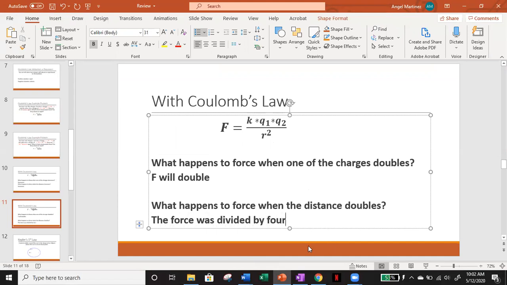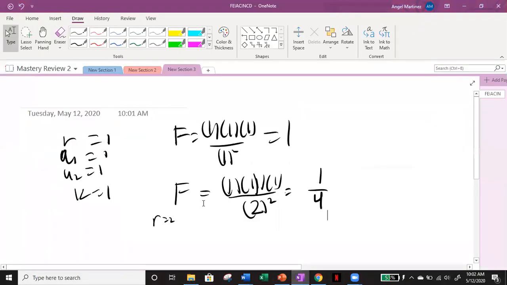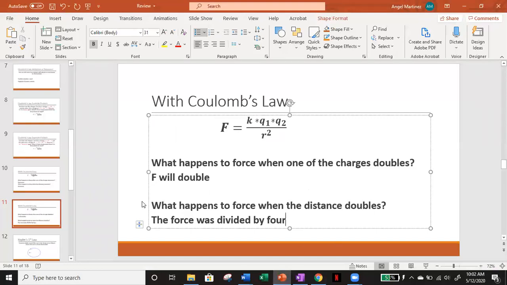The easy way to do this is just plug in what number these stand for. Doubles means 2, half means 0.5, and see what happens to F. You'll see that it'll actually be a different number. So that's it for Coulomb's law. The next one will be Kepler's law if you're planning to review that. All right. Thank you.